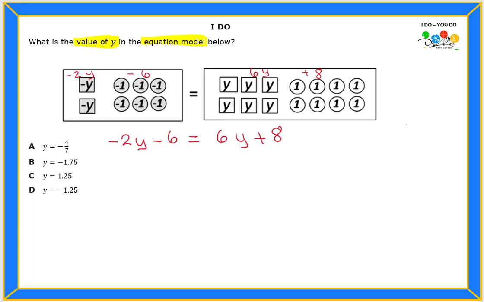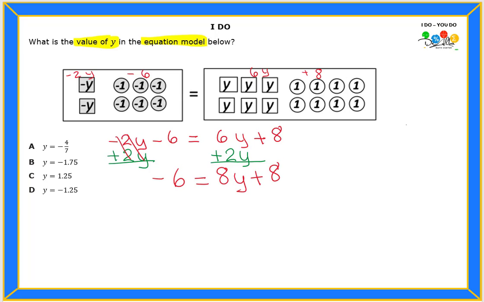And again, in an equation, it doesn't really matter which one that you want to get rid of. You can get rid of the 6y or you can get rid of the -2y. It's up to you. I am going to get rid of the -2y. So what I'm going to do is I'm going to add 2y on both sides. Because remember, whatever you do on one side, you do it to the other side. So what's going to happen to my 2y's over here? They cancel because one is positive, the other one is negative. And what is left is -6 equals, and 6y plus 2y is actually 8y plus 8.